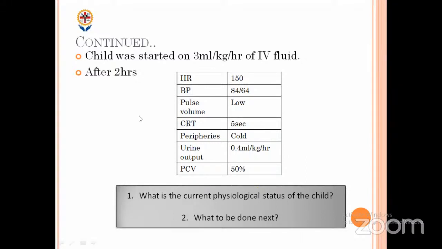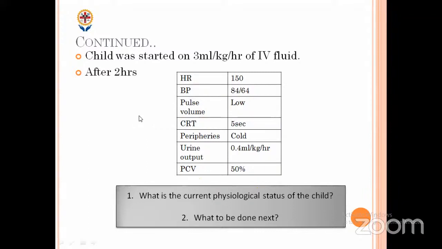What is the borderline systolic? The systolic is 86, and the child is having 84. Okay, so it is hypotensive shock. Exactly, it's hypotensive shock. According to PALS guidelines, when your BP is less than your target systolic BP, that is hypotension. It's hypotensive shock. Correct.